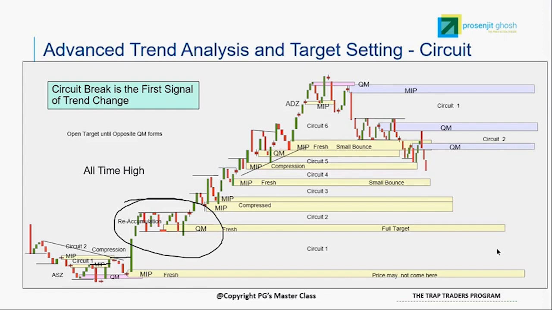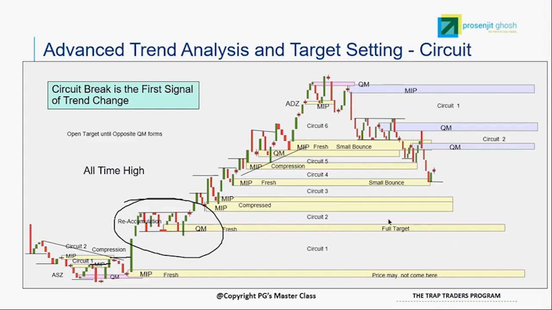High, low, higher, high, lower, low. So this is a QM, and we know the gap between two QMs is also a circuit. So this is our supply circuit 2 that got created. Now price came down again to the fresh MIP, and the fresh MIP gave its bounce, okay.